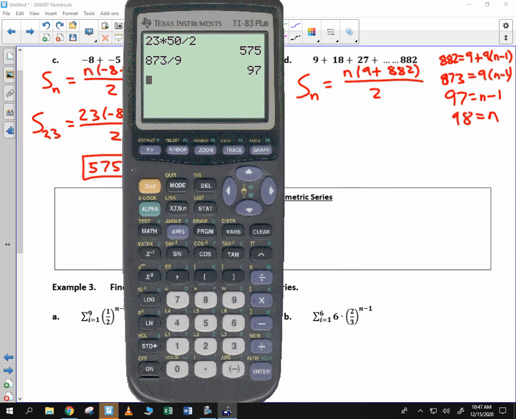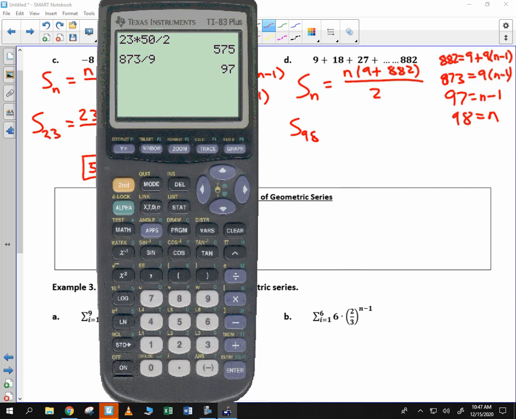So the sum of the first 98 terms is equal to 98 times 9 plus 882, and we divide by 2. 98 times 9 plus 882, we divide by 2. 43,659.